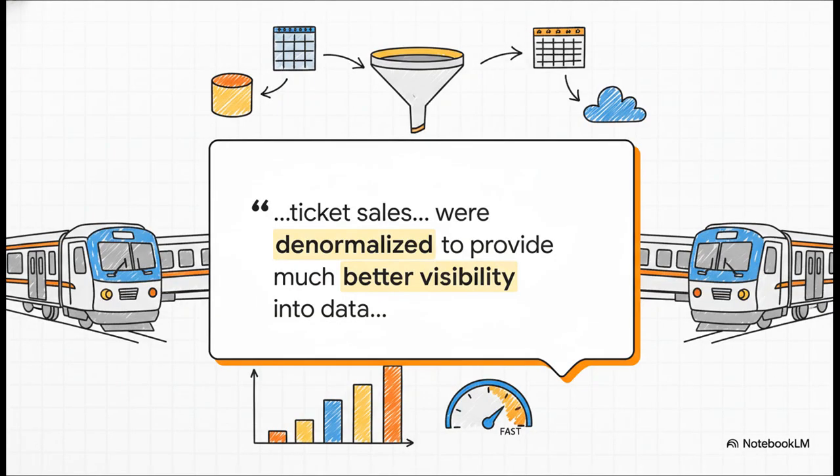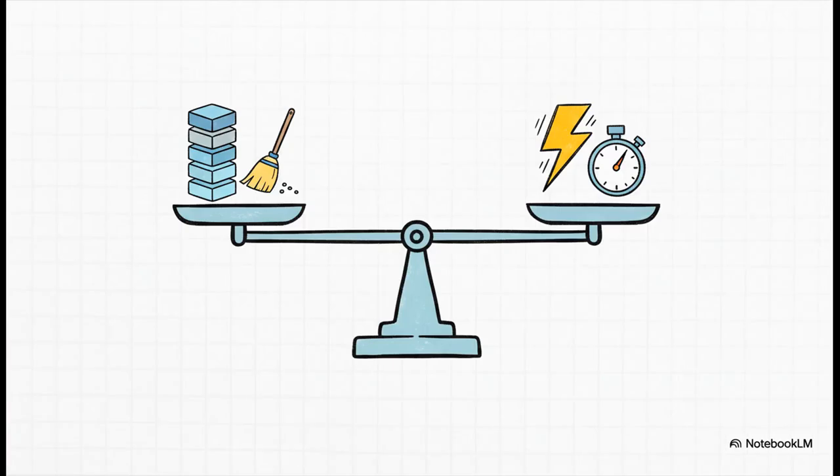Check out this real-world example. The author of our source material worked with a major European railway. Now, to help them analyze all their ticket sales, which came from a bunch of different sources, the team intentionally denormalized the data. This gave the stakeholders much faster, clearer visibility into the key trends they cared about. So really, the ultimate goal here is balance. Both of these techniques are absolutely essential tools in the toolbox.